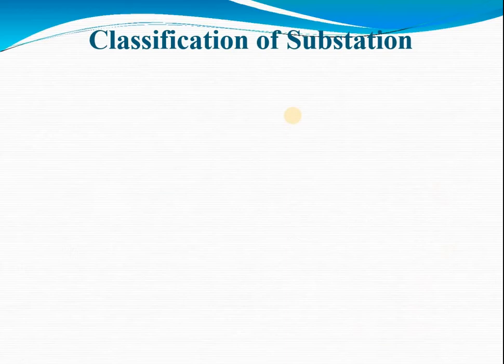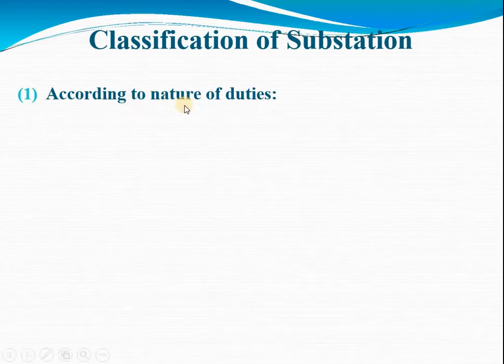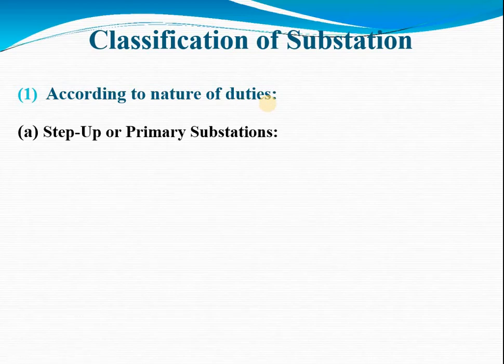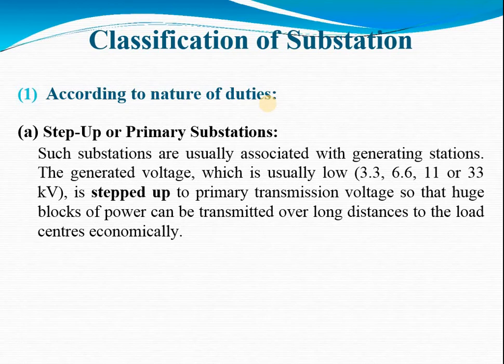Now, we will discuss the classification of substations. According to the nature of duties, the substations are classified as step-up or primary substations. It means that we are using a step-up transformer inside this. Such substations are usually associated with generating stations. Generated voltage, which is usually low, 3.3, 6.6, 11 or 33 kilovolt, is stepped up to primary transmission voltage, so that huge blocks of power can be transmitted over long distances to the load centers economically. This is called a step-up substation.